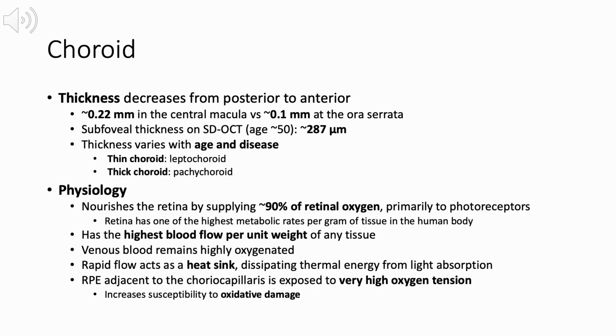From a physiologic standpoint, the choroid plays a critical role in nourishing the retina. It supplies approximately 90% of the retinal oxygen, primarily to the photoreceptors. The retina has one of the highest metabolic rates per gram of tissue in the human body, and the choroid supports these demands by providing the highest blood flow per unit weight of any tissue. As a result, venous blood leaving the choroid remains highly oxygenated. In addition to oxygen delivery, rapid choroidal blood flow functions as a heat sink, dissipating thermal energy generated by light absorption. The retinal pigment epithelium adjacent to the choriocapillaris is therefore exposed to very high oxygen tension, which increases susceptibility to oxidative damage.